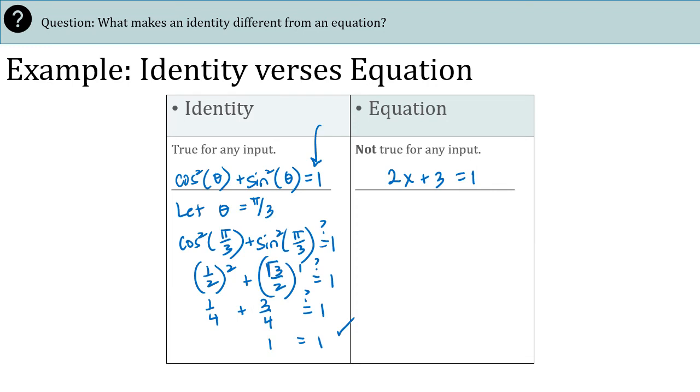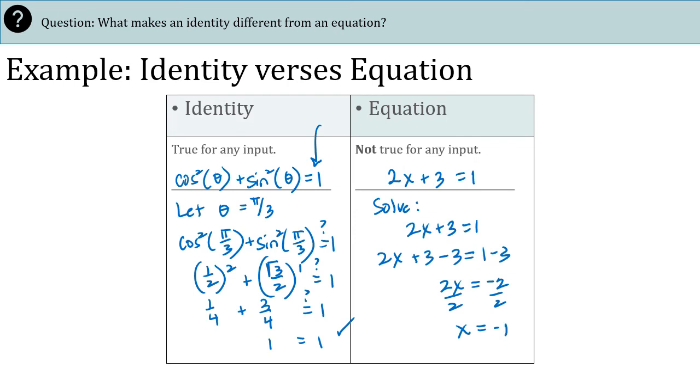And we know that because if we try to solve this equation, 2x plus 3 equals 1, by isolating the x variable, we get 2x is equal to -2. And when I divide both sides by 2, I get x equals -1. So this equation is only true for that one value of x. It is not true for anything else.